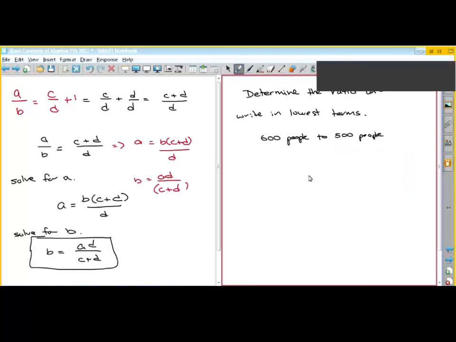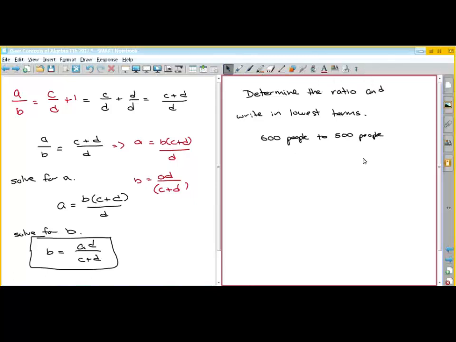But okay, so let's do a couple of simple problems first. Determine the ratio and write in lowest terms. So the ratio in this case is A to B. The equivalent mathematical expression would be A divided by B. So you take the written expression and convert it into a mathematical expression and then plug your numbers in.